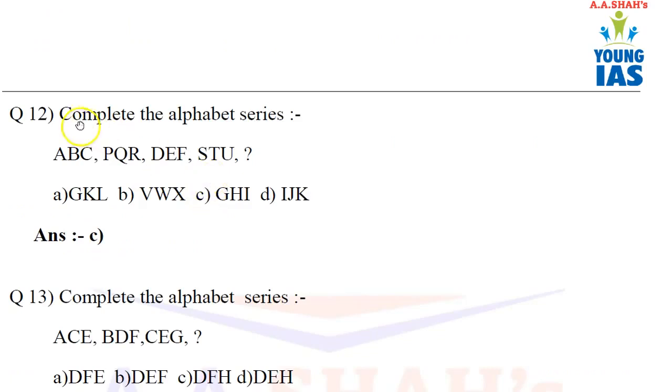Now the 12th question. Complete the alphabet series. You have A, B, C, P, Q, R, D, E, F, S, T, U. The next what? So now if you observe here, this is a question of the alternate series. Okay. So A, B, C is there. Then you have the continuation here as D, E, F. So what would continue here?